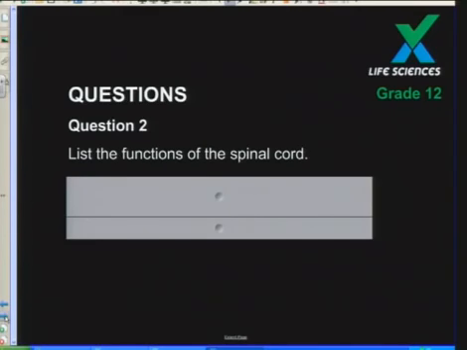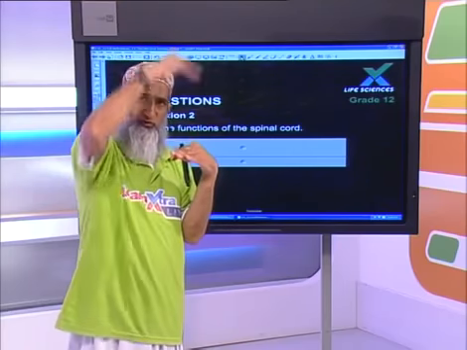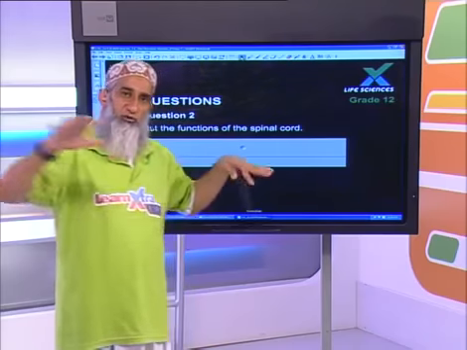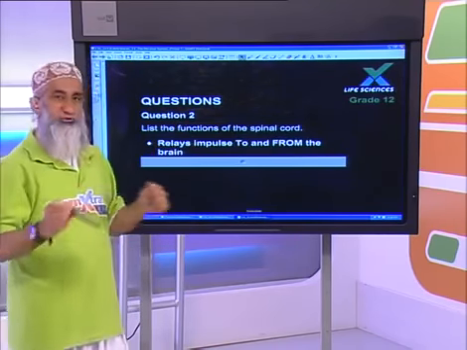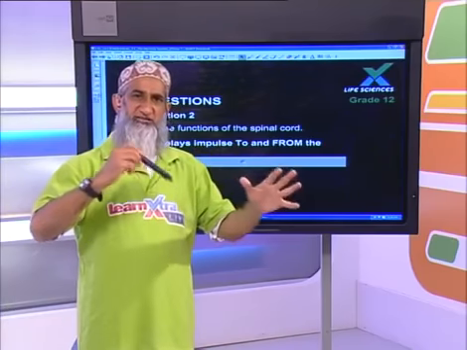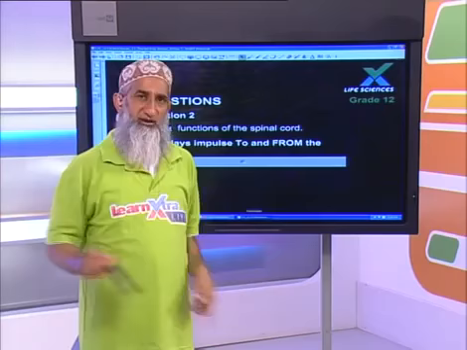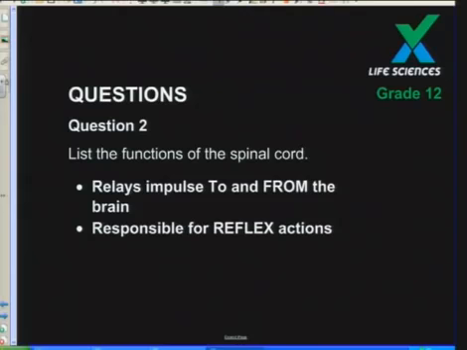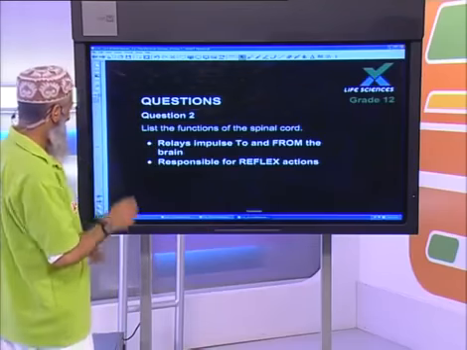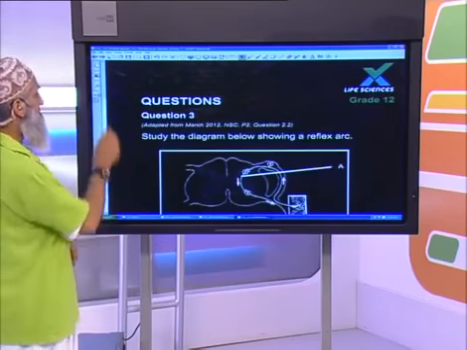Now let's go. Let's list the functions of the spinal cord. What are the functions? Notice where the spinal cord is: below the brain, above the other parts of the body, or around other parts of the body. So obviously it will relay impulses to and from the brain. So it's a relay station between the body and the brain. Secondly, it is responsible for reflex actions. And you're going to ask, so Aslam, what is a reflex action? And that's where we're going to next.